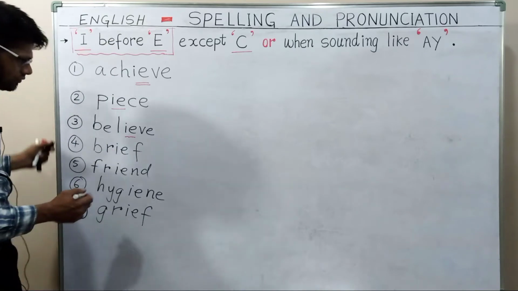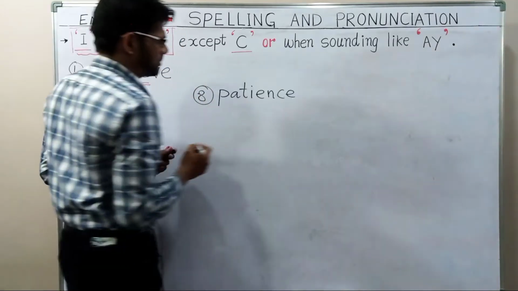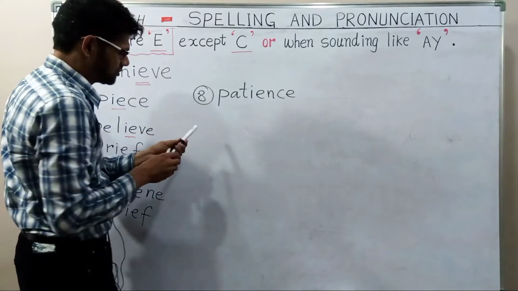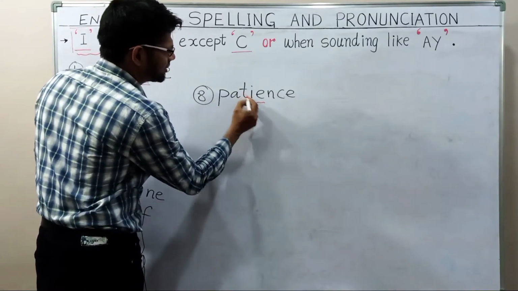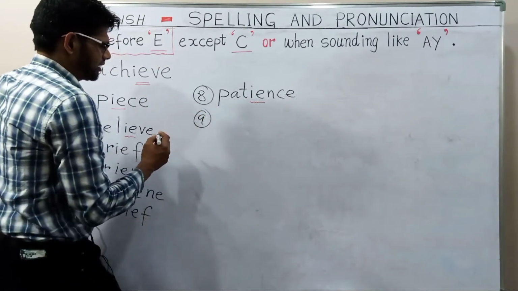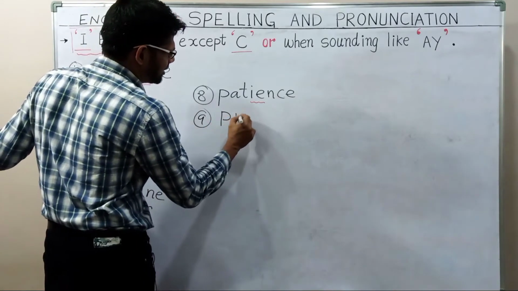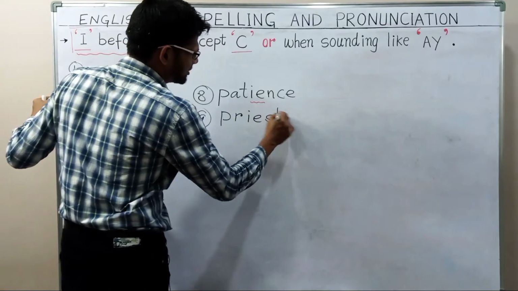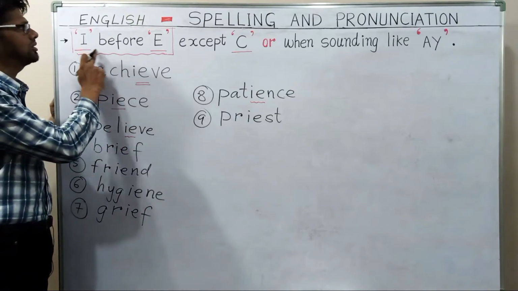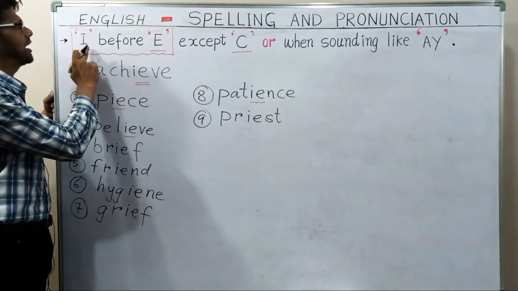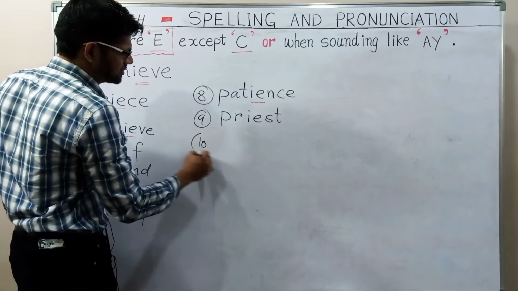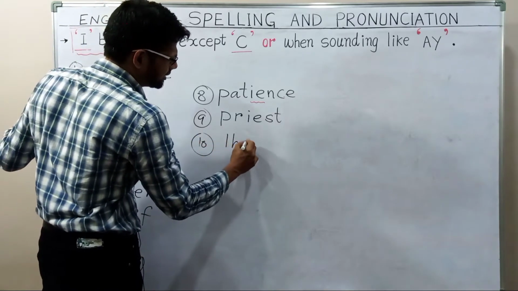If I give a few more examples, for example, patience. Here you can notice that in patience also there are I and E, after T, I, E. And one more example, priest, P-R-I-E-S-T, priest. You can notice I and E. Many words in the English language follow this rule. What is the rule? I before E. Before E, the letter I will be there. If I write, for example, thief, T-H-I-E-F.